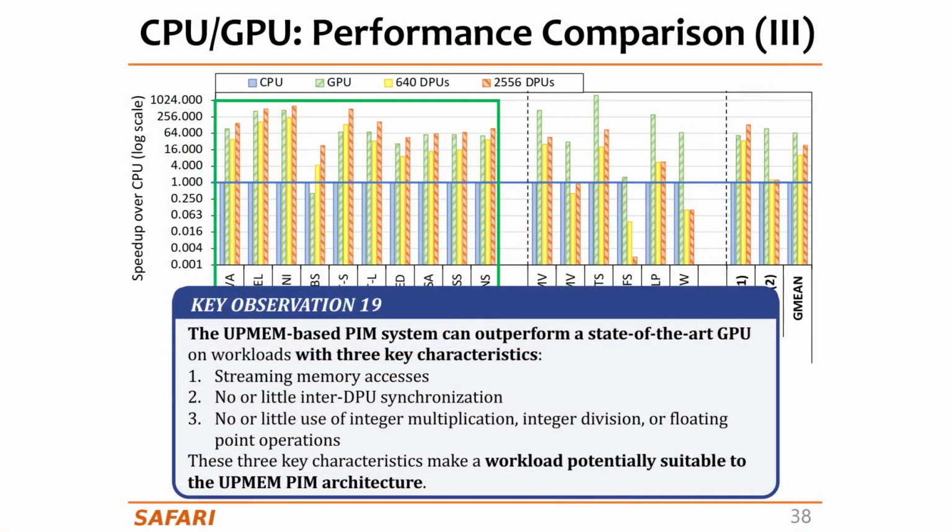And the interesting observation here is the three key characteristics that make these workloads more suitable for the ABUMPIMP system. First of all, they use streaming memory accesses. Second, there is no or little inter-DPU synchronization. Remember that there is no direct communication channel between DPUs. And third, there is no or little use of integer multiplication, integer division, or floating point operations. Those are costly because they are emulated.